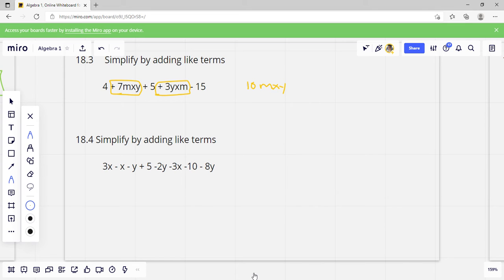Then my other like terms are going to be, I've got a 4, a 5, and a minus 15. So 4 and 5 is 9. Positive 9 minus 15 is going to be negative 6.